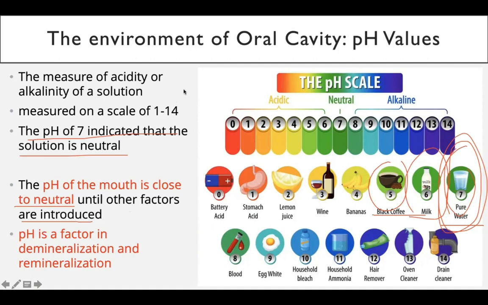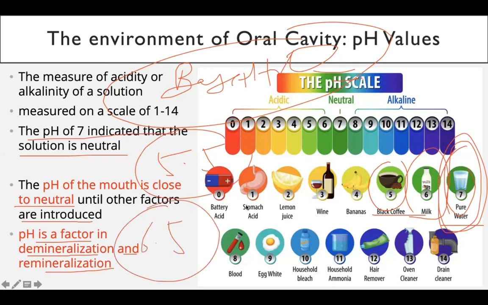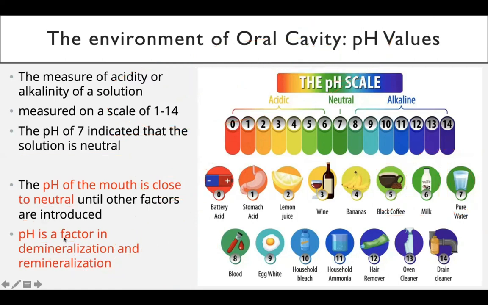What is the difference between basic and alkaline? When a base is with water, with a solvent, it is known as alkaline. pH is a factor in demineralization and remineralization of enamel or dentin. As you remember, an enamel pH less than 5.5 will cause demineralization, and for dentin, a pH less than 6.5 will cause demineralization of dentin. So pH is a factor for demineralization and remineralization of dental tissues.